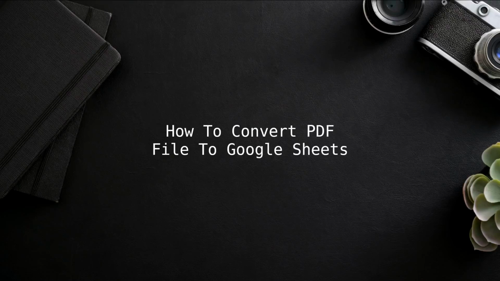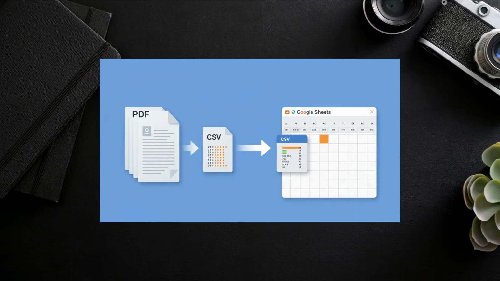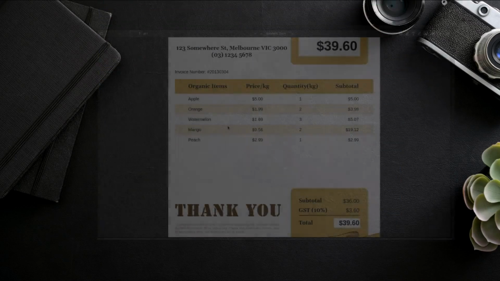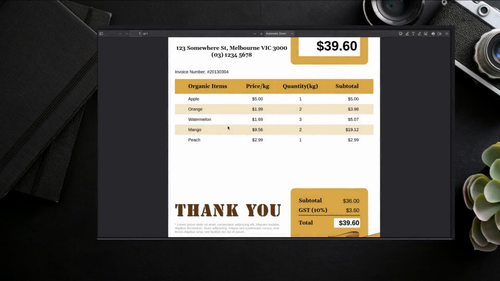Have you ever needed to get a table out of a PDF and into Google Sheets? I'm going to show you the simple two-step process to do it for free without any fancy software. First, you need to convert your PDF into a CSV file. A CSV is a simple spreadsheet format that Google Sheets loves.